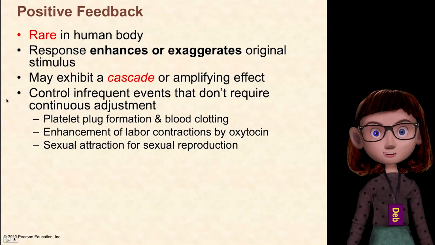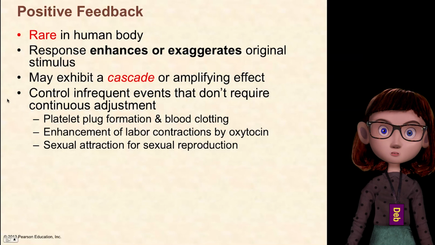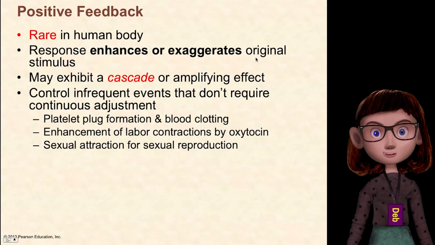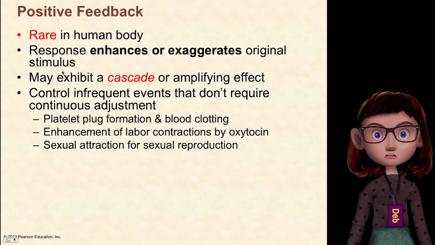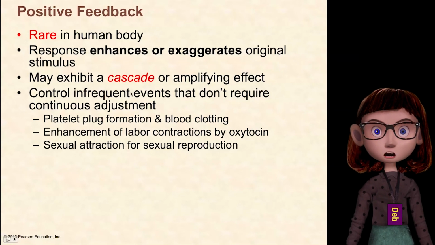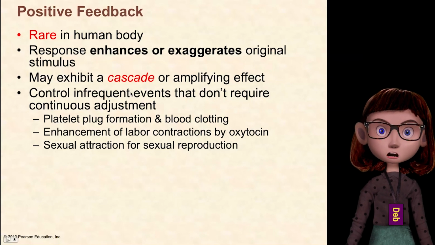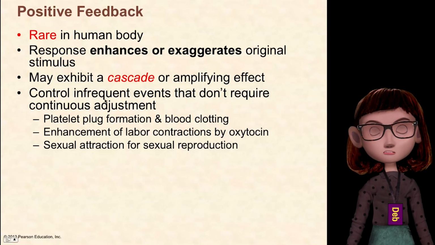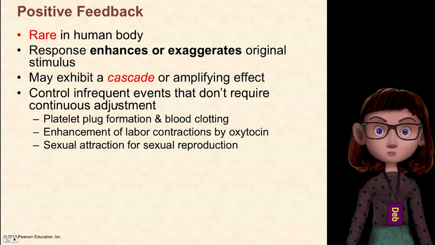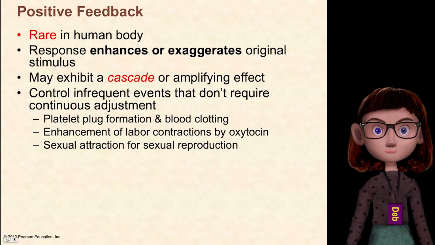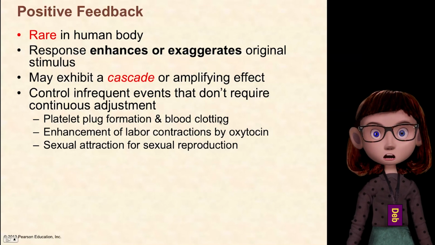Positive feedback is pretty rare in the human body, but there are a few examples. This response will enhance or exaggerate the original stimulus. It may exhibit what we call a cascade or amplifying effect. These positive feedback systems control infrequent events that don't require continuous adjustment. The example for your own personal survival would be platelet plug formation and blood clotting.